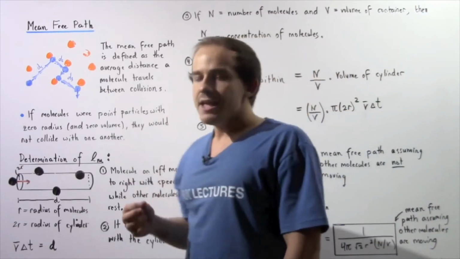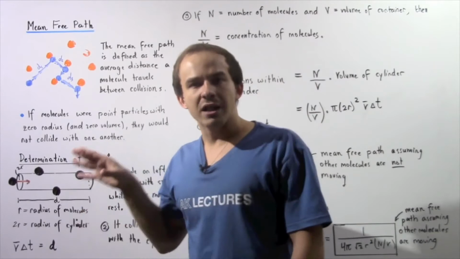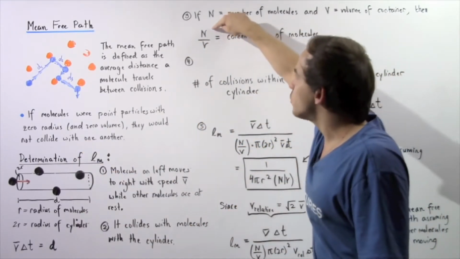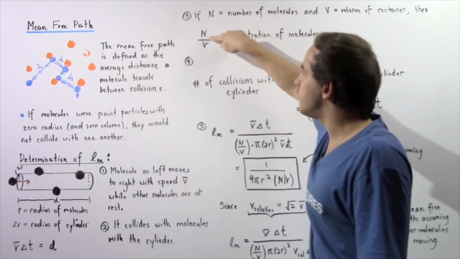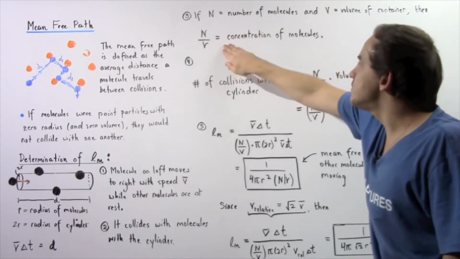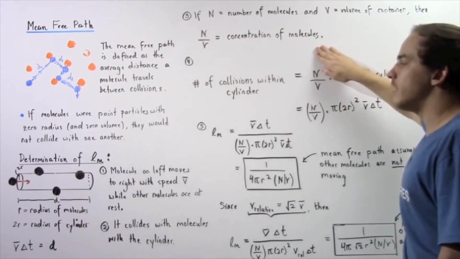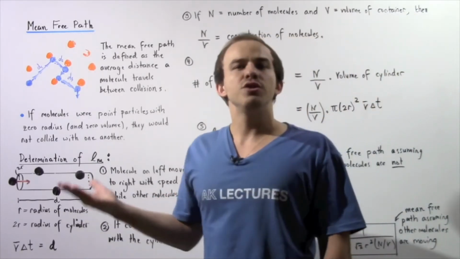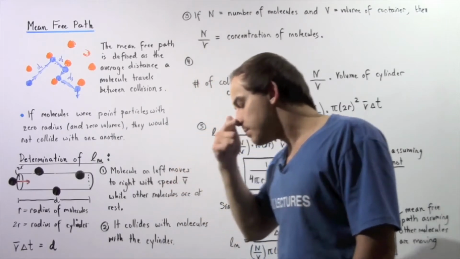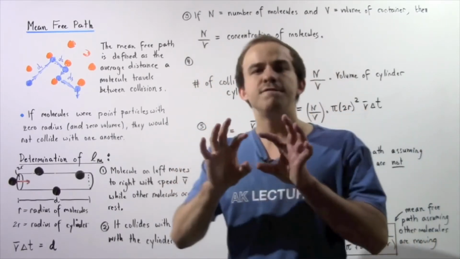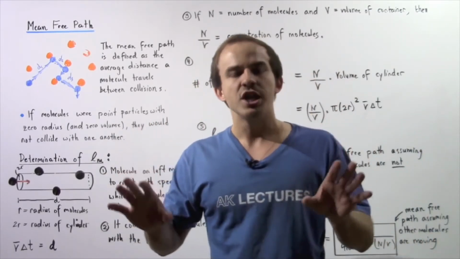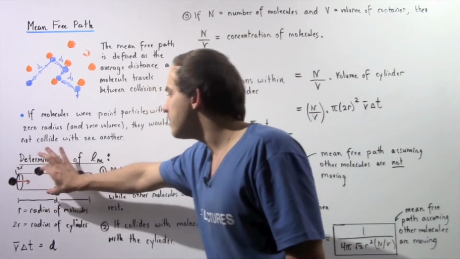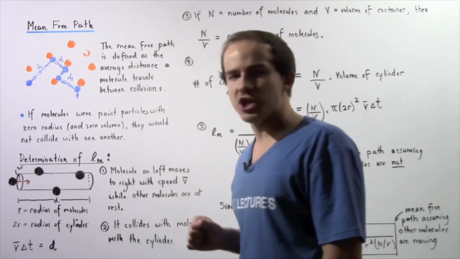Then we define the concentration of molecules within our container by the following equation. So the total number of molecules divided by the volume gives us the concentration of our molecules. It's the ratio of the molecules to the volume. Now let's suppose we want to examine a very small cross-section of our container. Let's suppose we want to examine the following cylindrical shape.